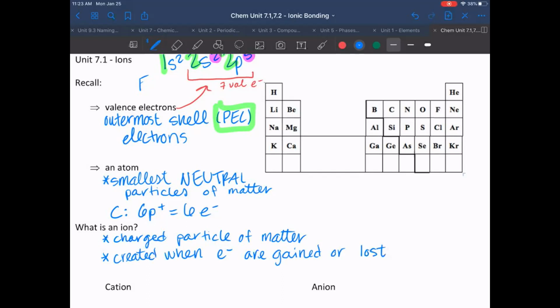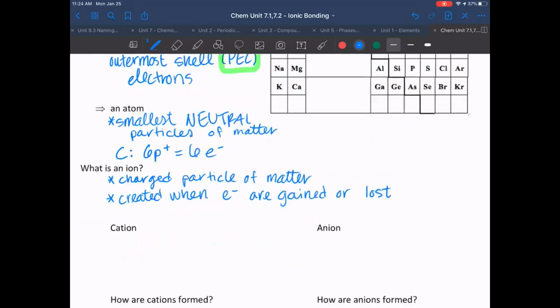Now, why can we not change the charge with protons? Exactly. If we start messing with the number of protons, that's going to change the atomic number and we're going to have a completely different element. This is why electrons matter for all of bonding, especially ionic, because this is where they really come into play. So thinking about charges, we can either have plus or minus.